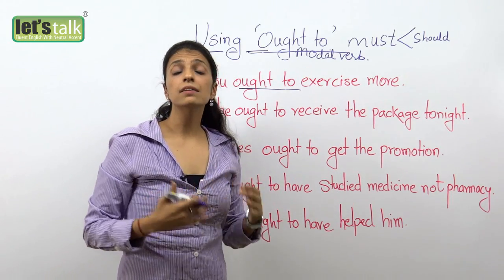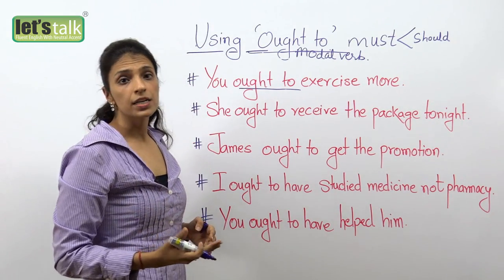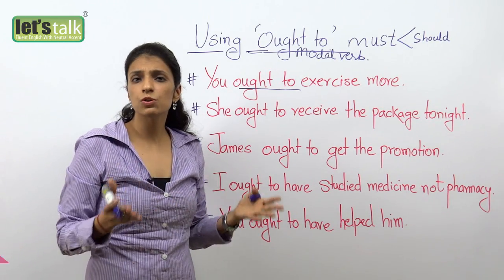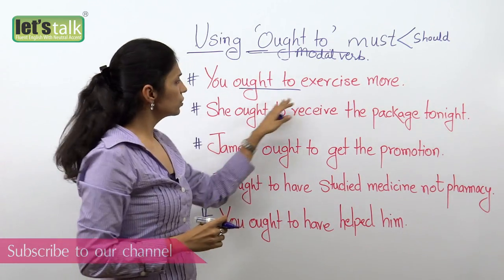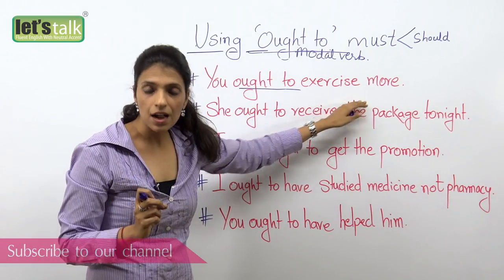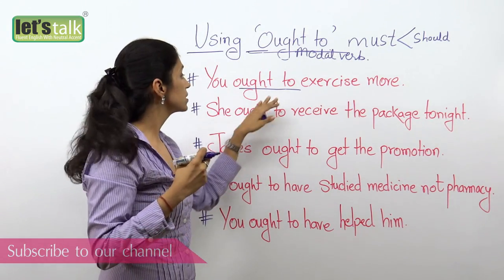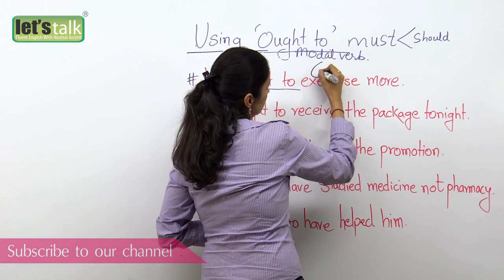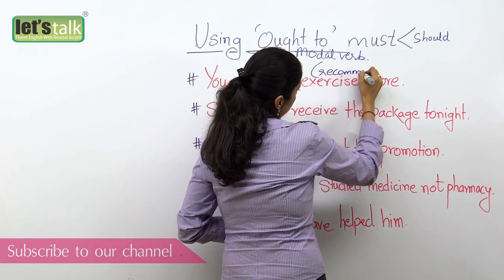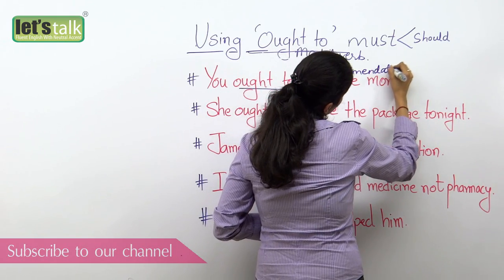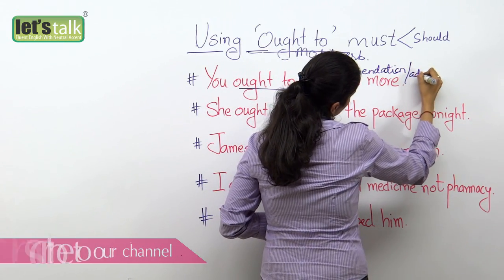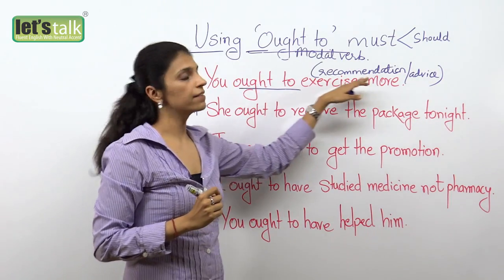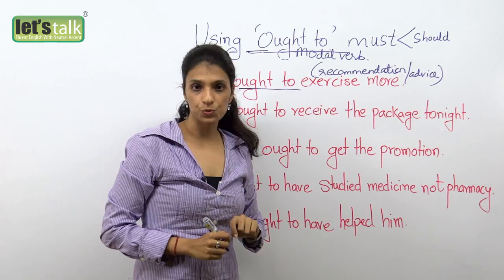Okay, I am making a recommendation or I'm advising you. Now probably you've been exercising a lot, okay, even maybe dieting, but no results. So I tell you, you ought to exercise more. That means I am recommending or I am suggesting or advising you to exercise more. So you can use ought to when you want to make a recommendation or give advice.